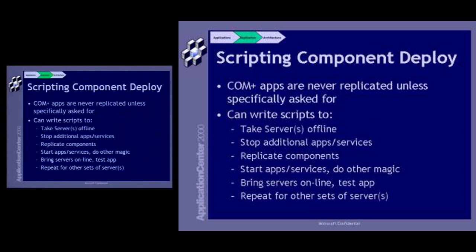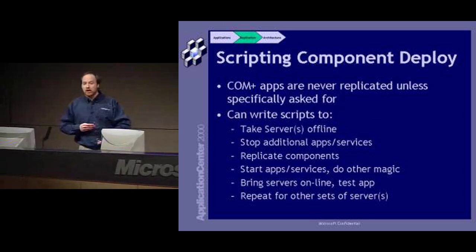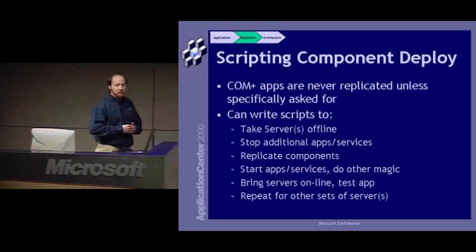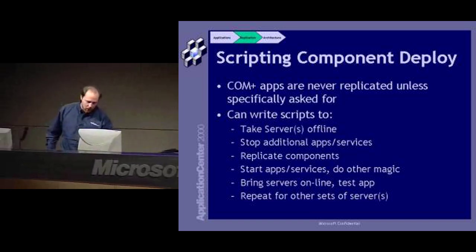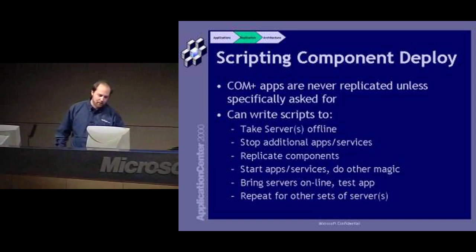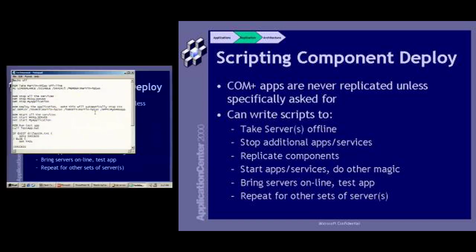For example, you could write scripts to take a server offline, stop additional apps and services, replicate the components, start the apps, bring the servers back online, and then test it if you had some extra scripts to test it. And then you could repeat this for a number of servers. Now let me just show you a quick demo, or not really a demo, but just sort of an example file here. Let's make this bigger.